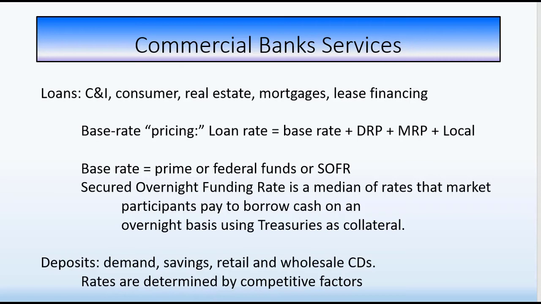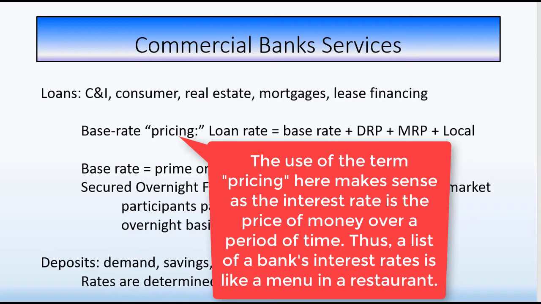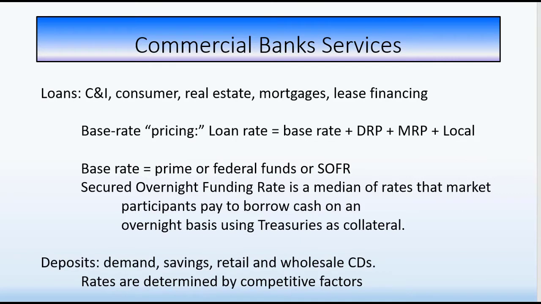Now, let's look at a thought process here about how banks price their loans. When I say price, I mean how do they set the interest rate on their loans? It's often called base rate pricing. That means the loan rate equals some base rate. And what do I mean by base rate? Well, it could be what's called the prime rate, the Fed funds rate, or the secured overnight funding rate. Each one of these rates you'll hear about more, not so much the prime rate. The prime rate basically says, look, here's our prime customers and this is what we're charging them.